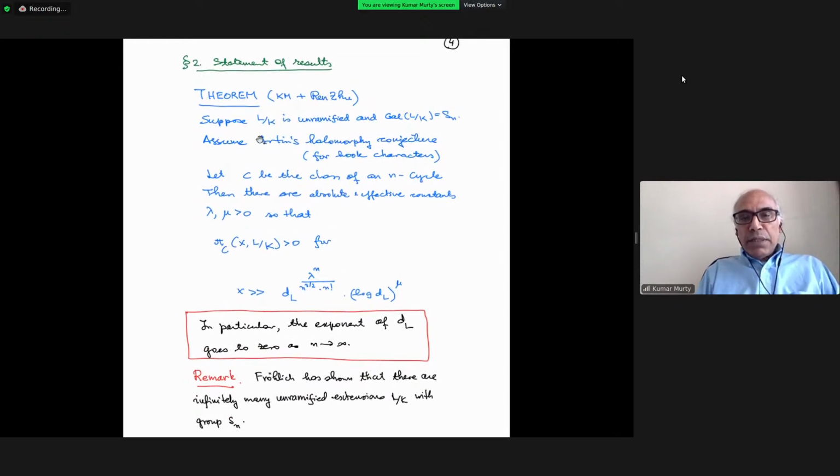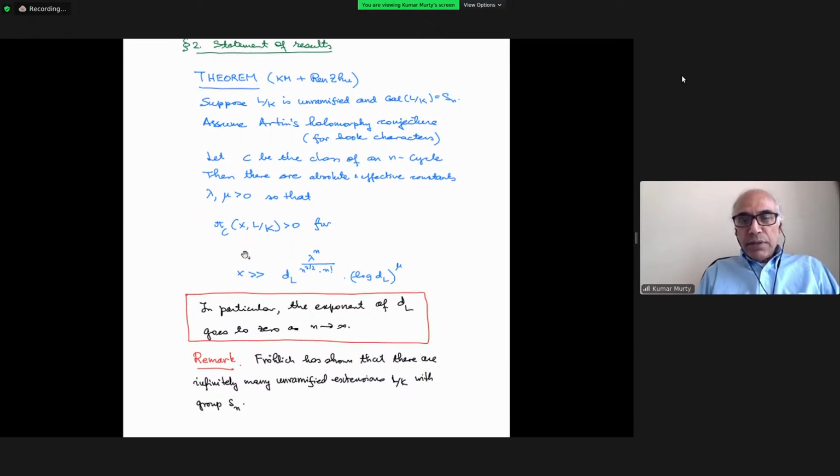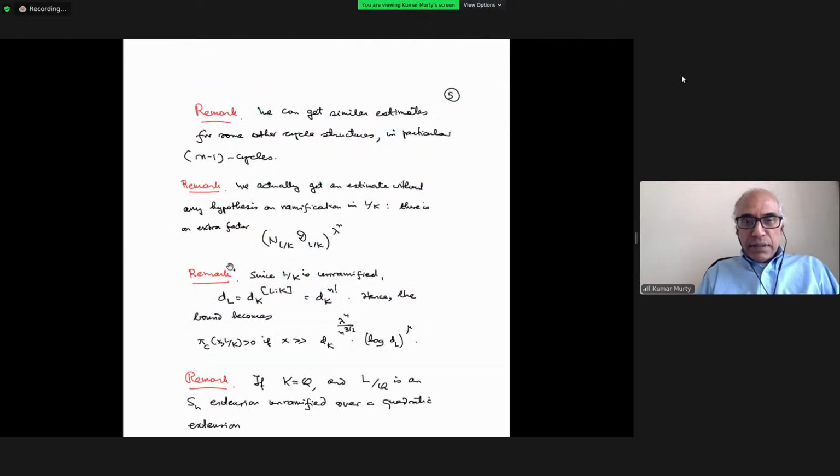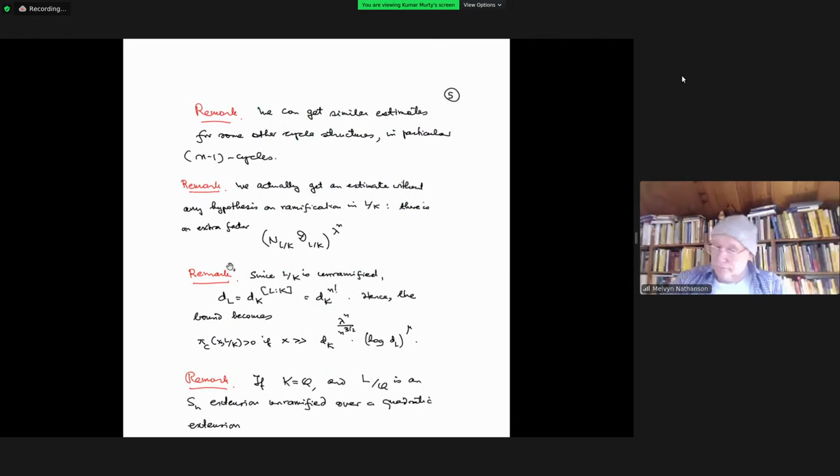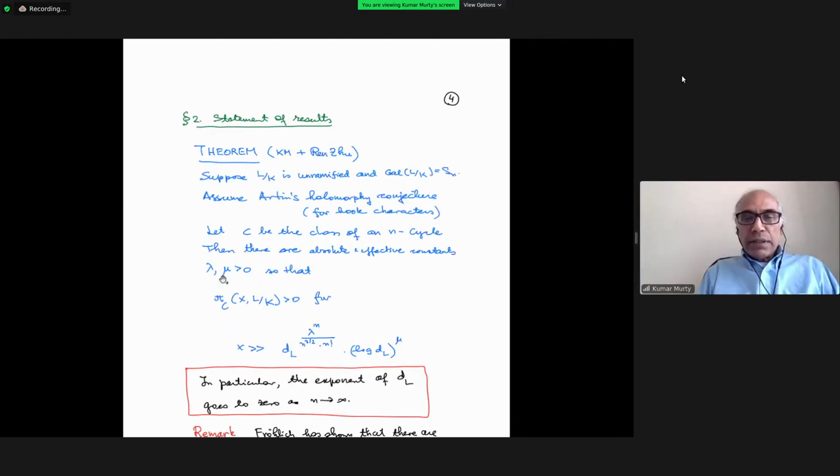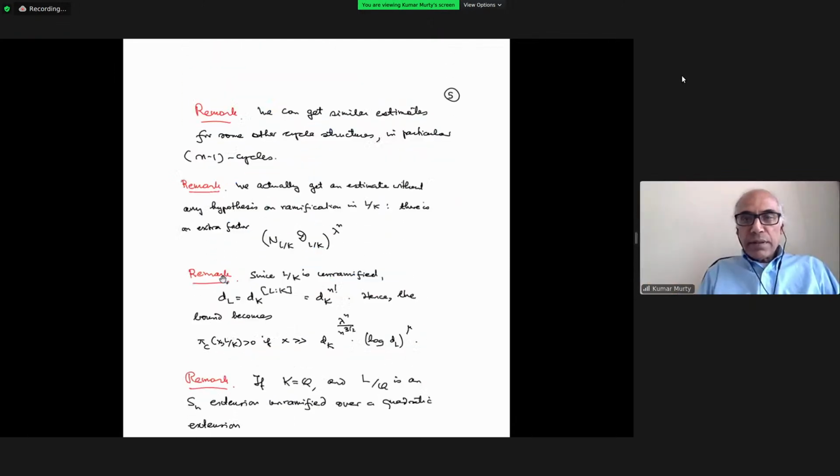Now, just to tell you that this is not an empty theorem, the results of Frohlich tell us that there are infinitely many unramified Sn extensions of a given number field. So there do exist such things. Okay, so that's the theorem that we'll try to discuss.